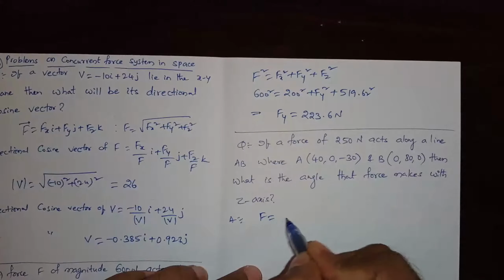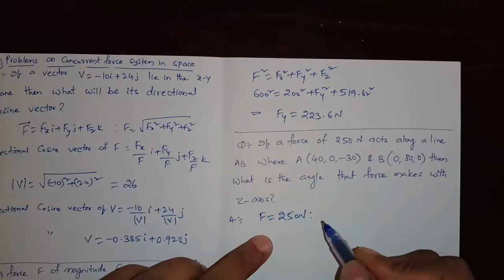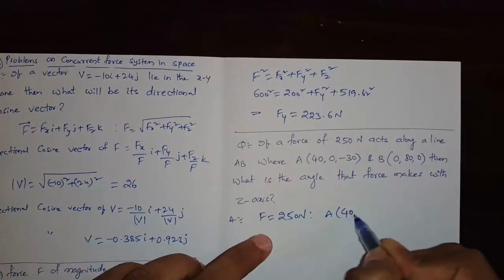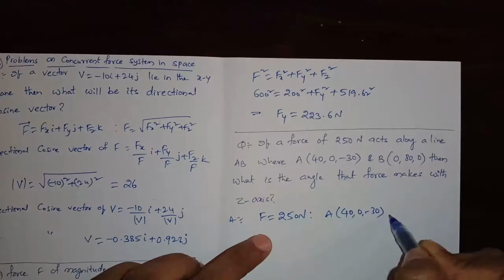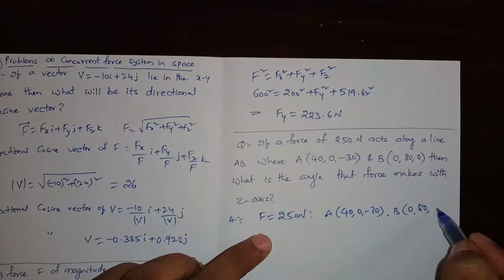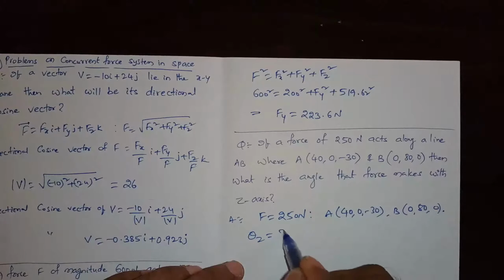F is given 250 Newton, and this F is passing through 2 points from A to B. So point A is given 40, 0, minus 30, and B 0, 80, and 0. So we have to find the angle made by this force F with the z axis, means we have to find out theta z.